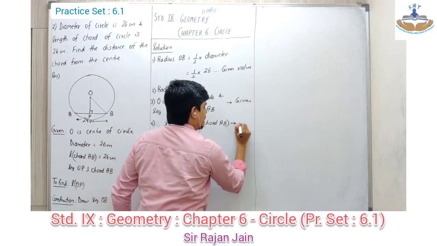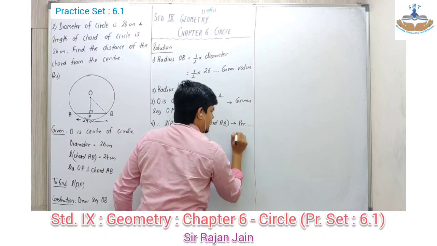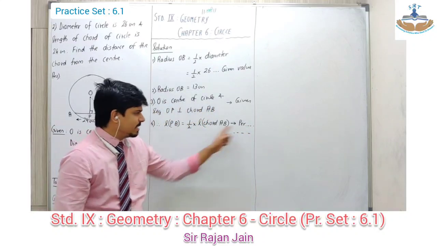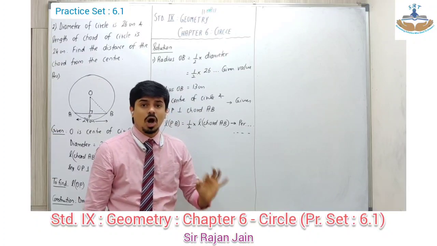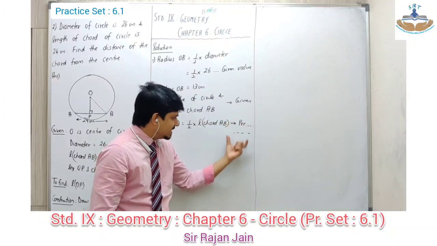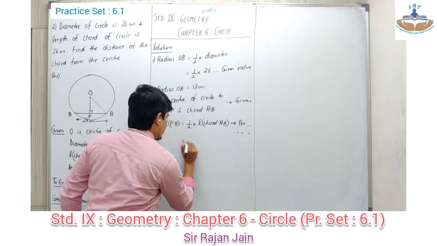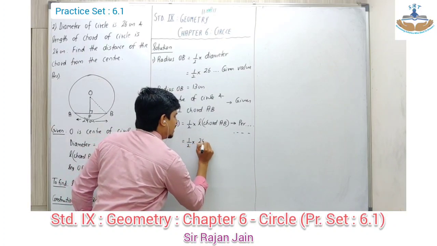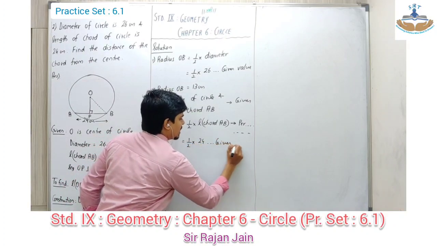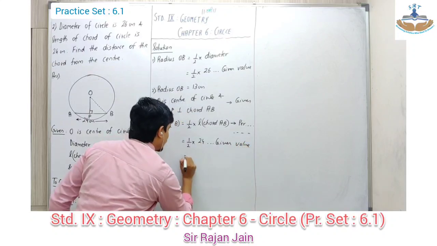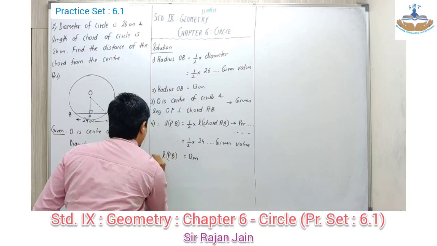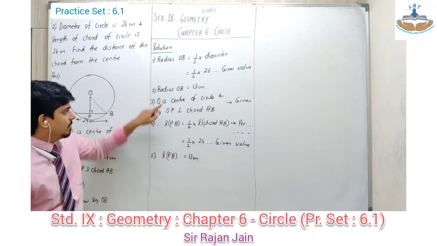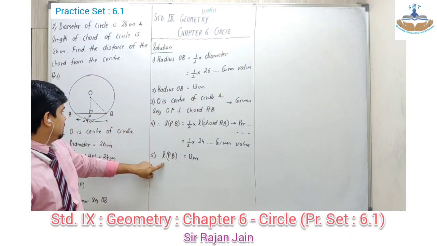Reason में क्या लिखोगे? Perpendicular. I am not writing the entire reason. You have to write it. I am just saying it orally. Perpendicular drawn from center of the circle to the chord bisects the chord. That entire thing will come as a reason over here. Now this will be half into 24. Reason I will write given value, which is 12 centimeter. This is your length of PB. Is that clear? अभी मेरे पास OB आ गया, मेरे पास PB आ गया.